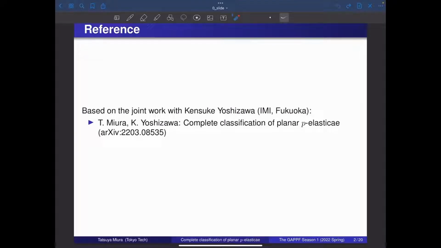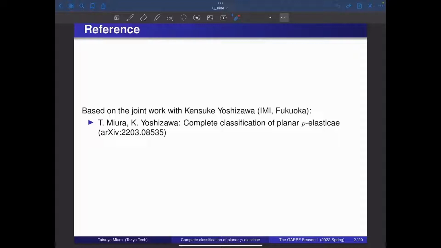First of all, let me mention that this talk is based on joint work with Kensuke Yoshizawa. He's now at IMI in Fukuoka, but up to this March he was at Tohoku University. But now he has moved.